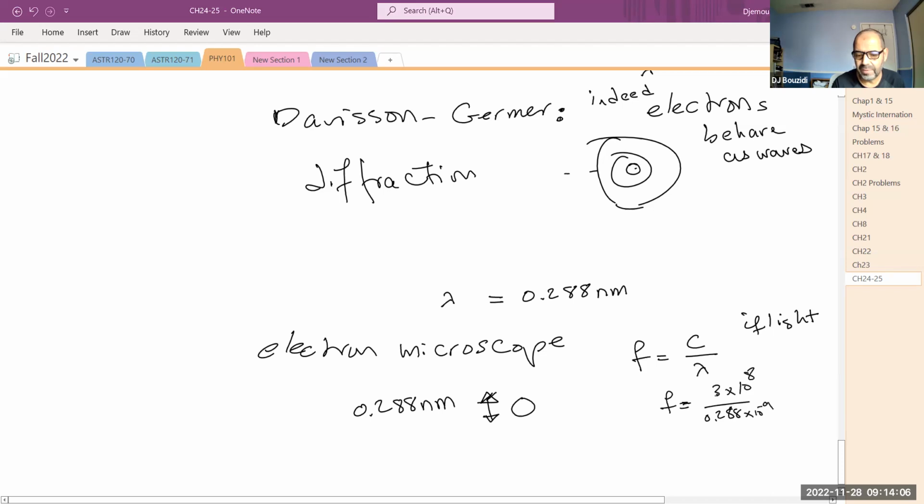Obviously, 3 divided by 0.288 is about 10. Okay, it's about 10. I'm not going to do the math exactly, but if you do, it's going to be a little over 10. Times 10 to the power 8 plus 9, that's 17. That's 10 to the power 18 hertz. Extremely high frequencies. This is in the X-ray range.